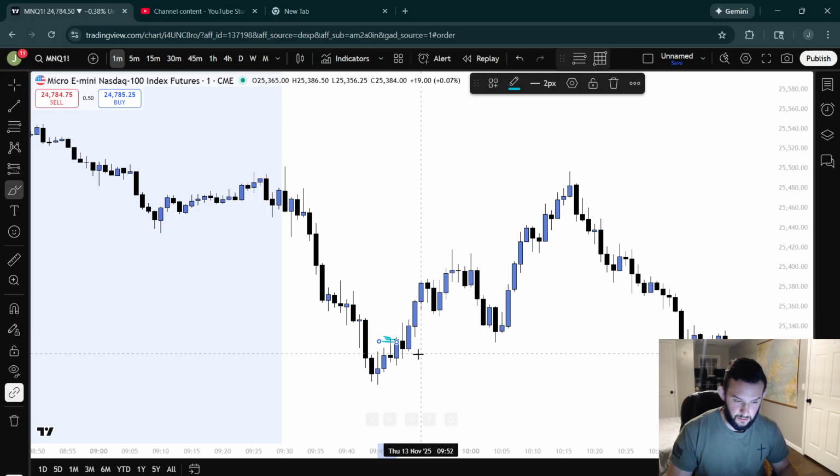Fail to make a lower low, and we make a higher high. But which candle out of these closes above the high? This one does, right here. Boom, we're in a break of structure right here. And then notice, we start having a higher high, higher low, higher high, higher low.